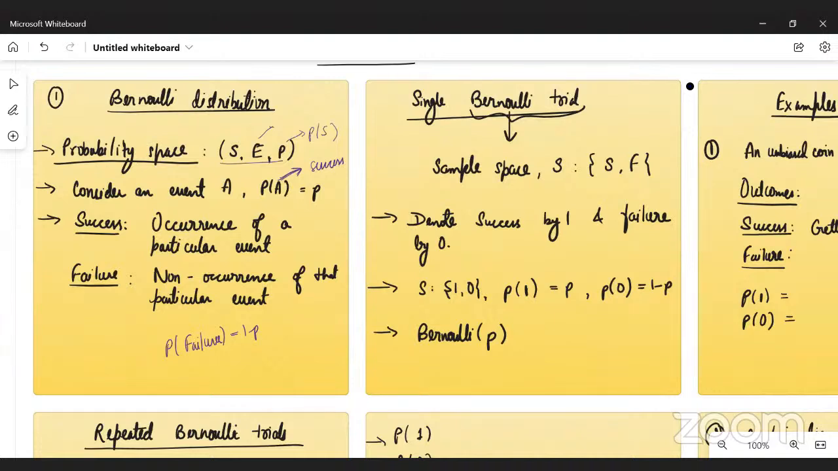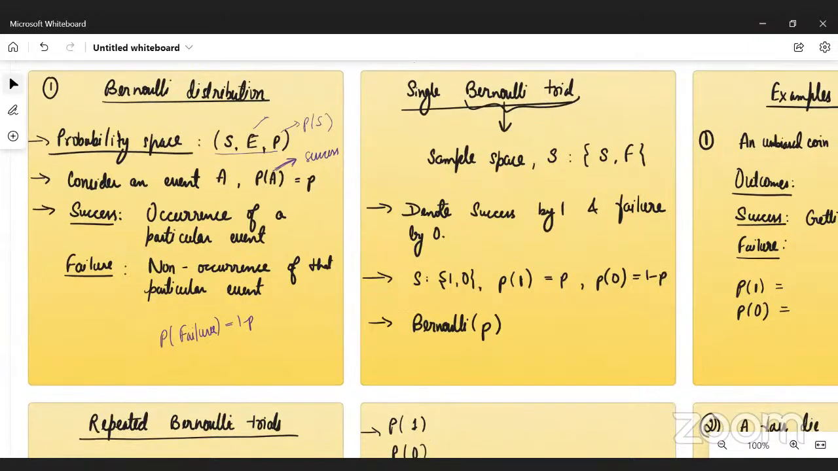Suppose you toss a coin. This is just one trial. You tossed a coin one time, so you have two outcomes here: one is success, another is failure. Let's say my success is getting a head, so my failure is going to be getting a tail. Usually we denote the success by 1 and the failure by 0.